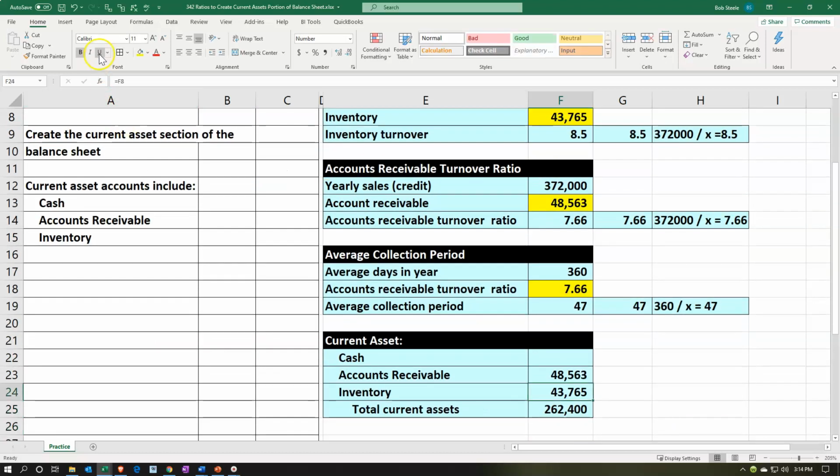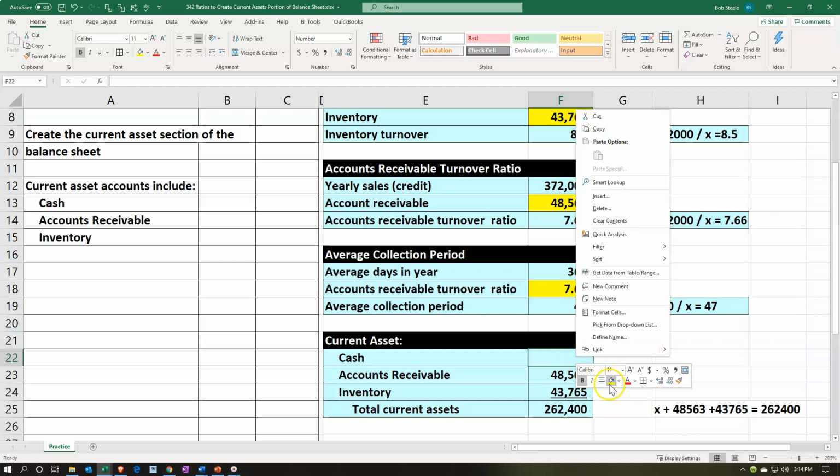So I'm going to underline this. So then we need to get to the cash. And if we wrote out the algebra for that, it would be x plus 48563. Where's the plus? This should be plus 48563 plus 43765 is going to be equal to 262400. And then we do the algebra to do this up top. Again, you could use goal seek to do that. I'm going to make this the yellow cell, the unknown.